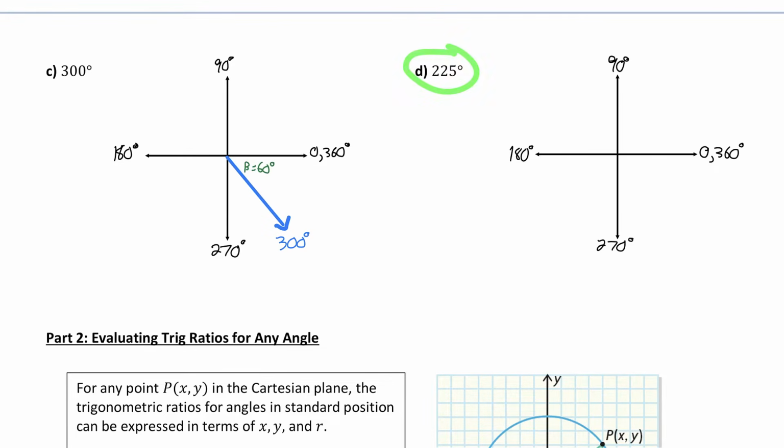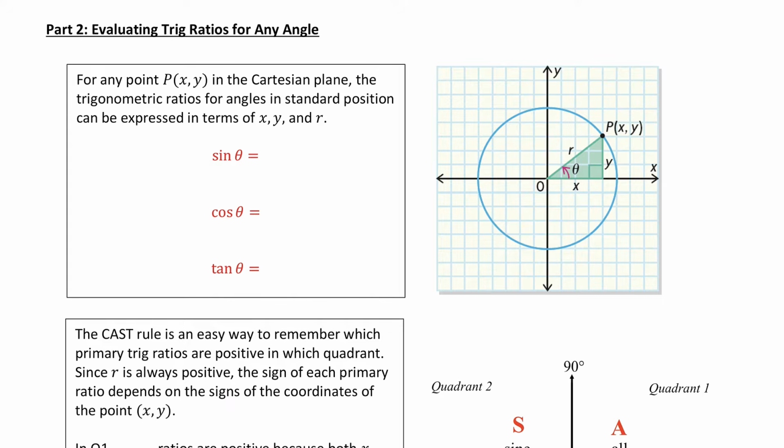And lastly, 225 degrees. Rotating 225 counterclockwise from the initial arm brings me to about right here. The angle between 225 and the closest x-axis, between 225 and 180, their difference is 45. So the reference angle is 45 degrees. Now that you know how to find reference angles, let's start to figure out what we're going to use these for. When we have an angle theta that is rotating counterclockwise around the origin, we're going to imagine that it's tracing a circle.